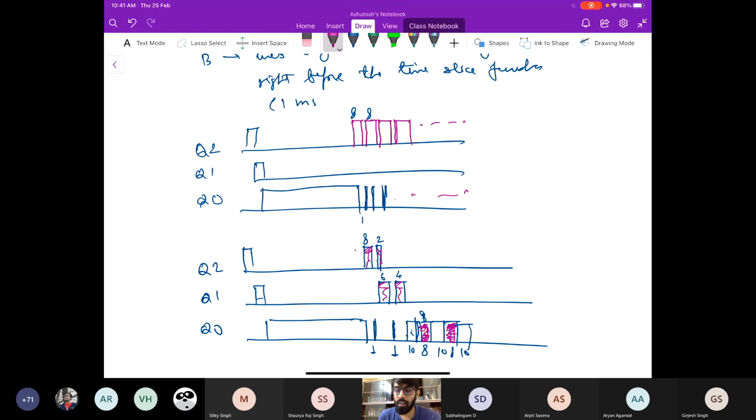Is this clear, what this new rule 4 does? This new rule 4 says that, okay, it doesn't matter how many times you have released the CPU, I'll bring you down after you have finished your quota at this level.